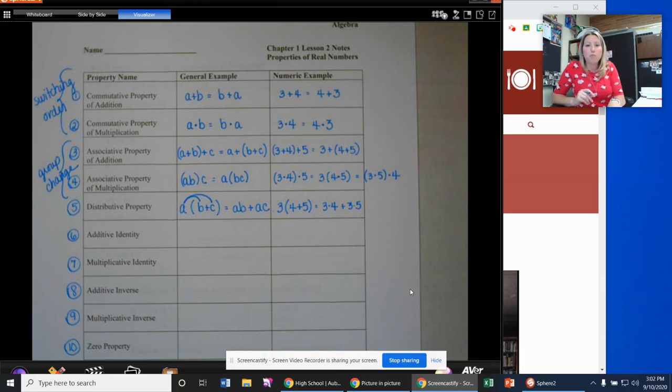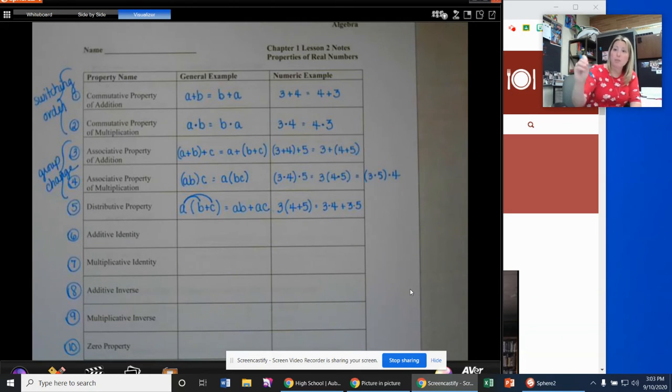3 times 4 is 12. 3 times 5 is 15. 12 plus 15, 27. There we are. Got it either way. So the distributive property is both things. Okay, the distributive property is giving by multiplication. You've given both things in the parentheses by multiplication.